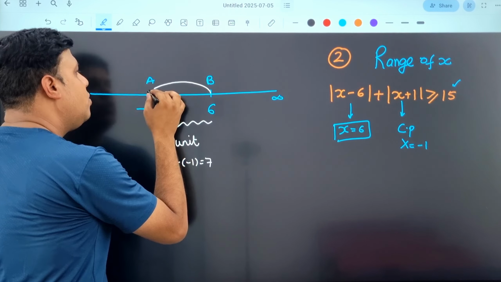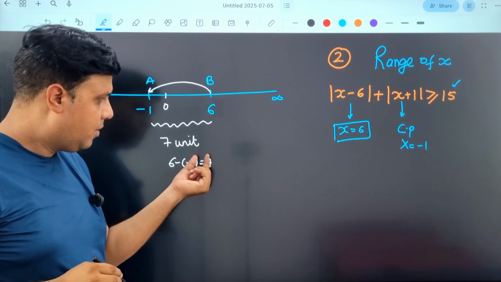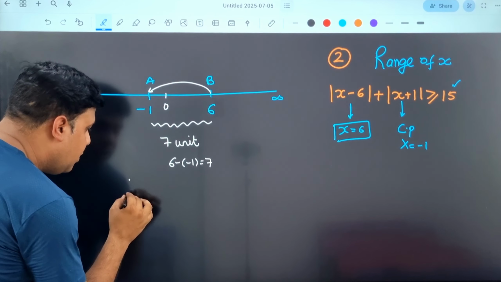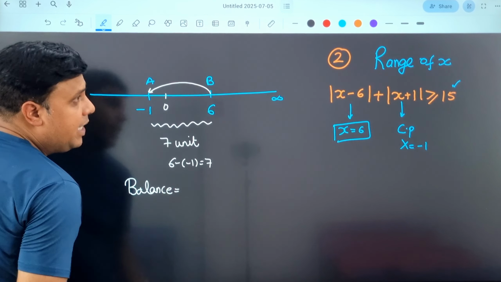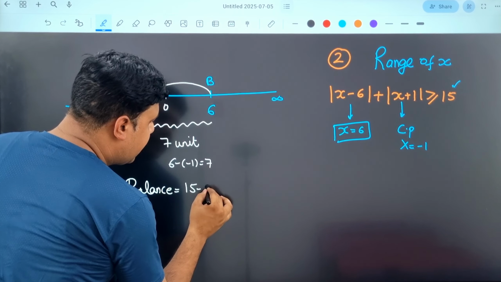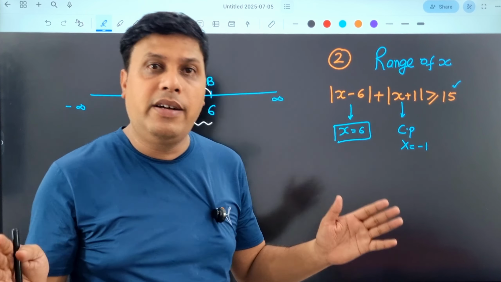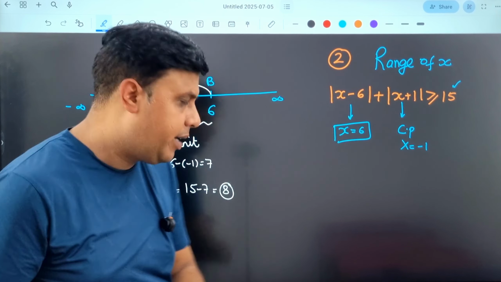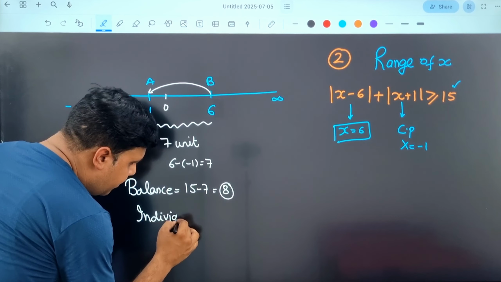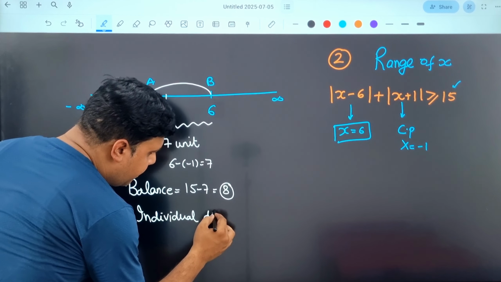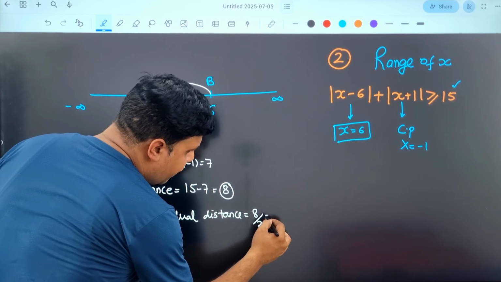Now B has decided to come to A place. So what is the distance traveled by B? That is 7, right? So balance distance कितना बचेगा? तो balance would be 15 minus 7, that is 8. So this 8 has to be divided between A and B equally, right? So individual distance कितना आएगा दोस्तों? This individual distance is nothing but 8/2, that is 4.